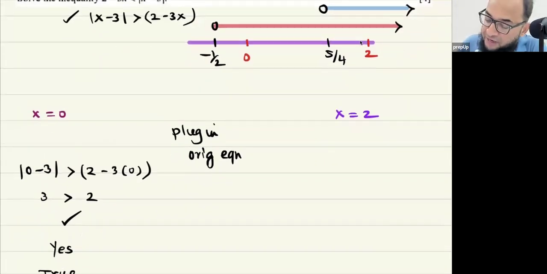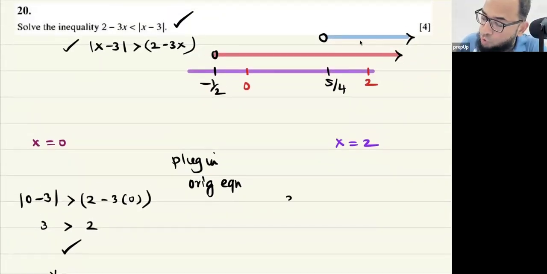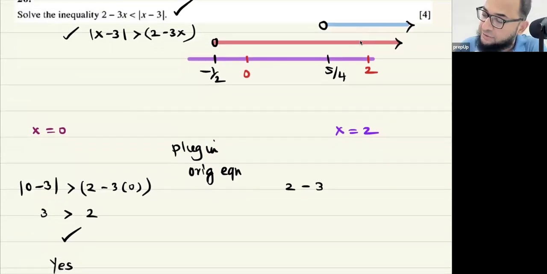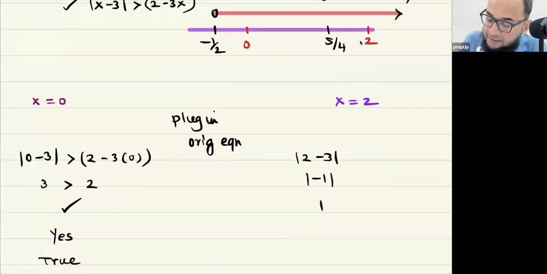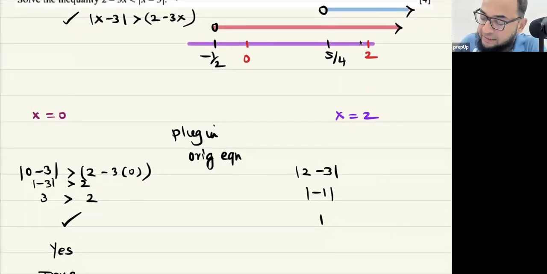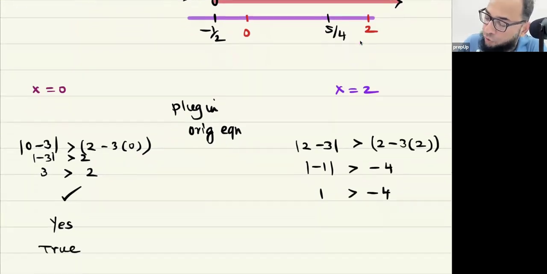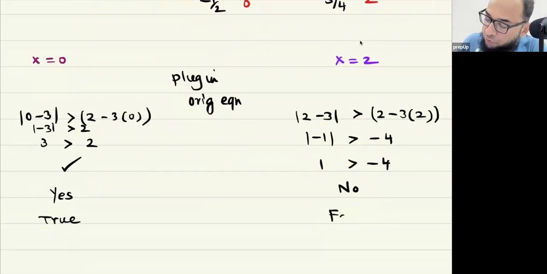All good? If I plug in 2, this is modulus of x minus 3, where x is 2. So this is modulus of 2 minus 3, which is modulus of negative 1, which comes out to be 1. And this is modulus of negative 3, which comes out to be 3. Is modulus of 2 minus 3 greater than 2 minus 3 into 2? This is 2 minus 6, which is negative 4. Is 1 greater than negative 4? No. Therefore, this is false.